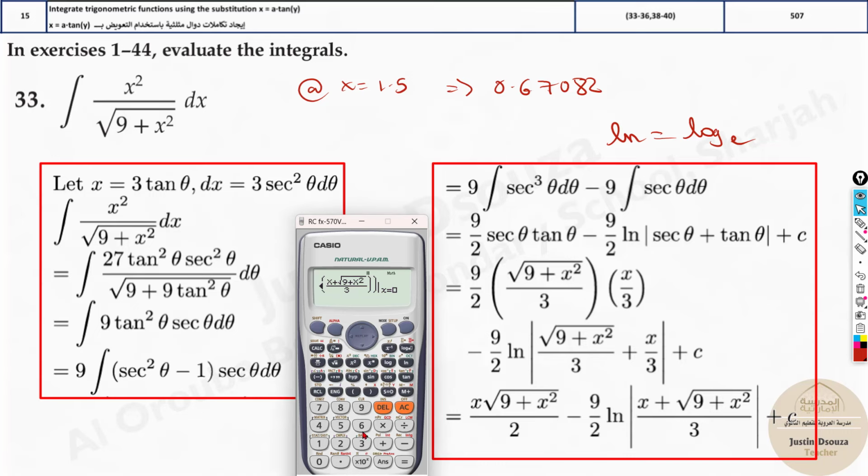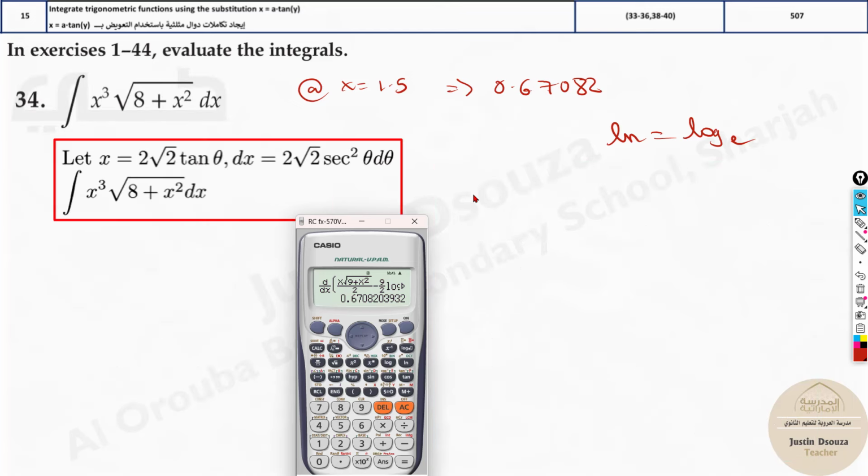Okay, so now the x value is 1.5. I think I might have missed any brackets. Let's just double check this is correct. Minus 9 by 2 log base e. Okay, we have closed the bracket and okay, all done. Press equal to, this is your answer. This is the absolute same answer which we took. Now, if at all there was no square root function inside this natural logarithm, it will work. But whenever you have any trigonometric function, square root function, this ln cannot be taken as ln. You have to take log base e. That's the only difference over here.